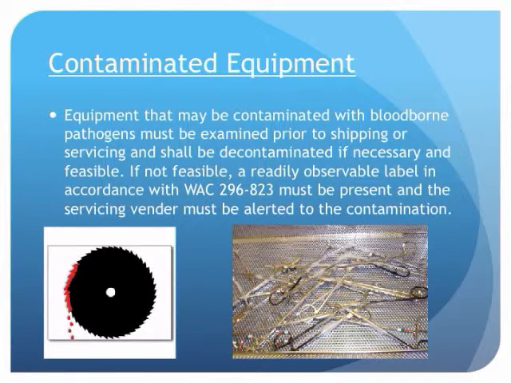Equipment that may be contaminated with bloodborne pathogens must be examined prior to shipping or servicing and shall be decontaminated if necessary and feasible. If not feasible, a readily observable label in accordance with Washington Administrative Code must be present and the servicing vendor must be alerted to the contamination. Examples of contaminated equipment can include items such as laboratory instruments and other items contaminated unintentionally during injury or illness.